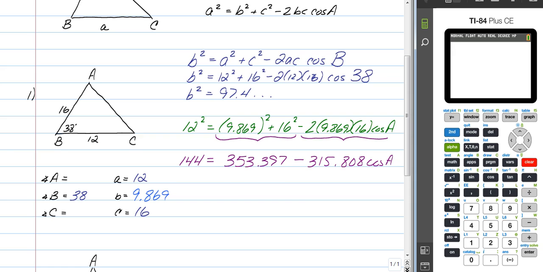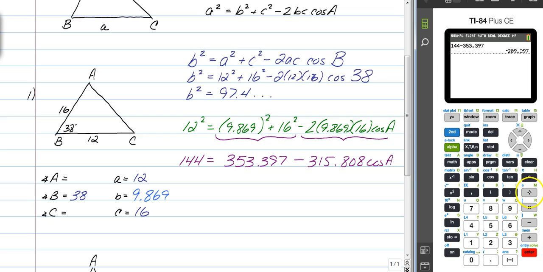Now, we are going to need to subtract 353.397. So that would be 144 minus 353.397, and that's going to give us a negative 209.397. But then we have to divide both sides by negative 315.808 to get cosine of A by itself.